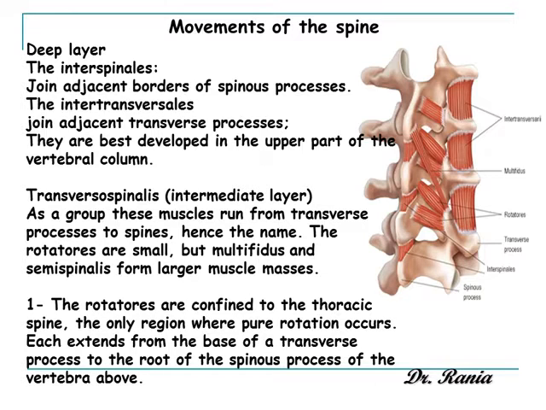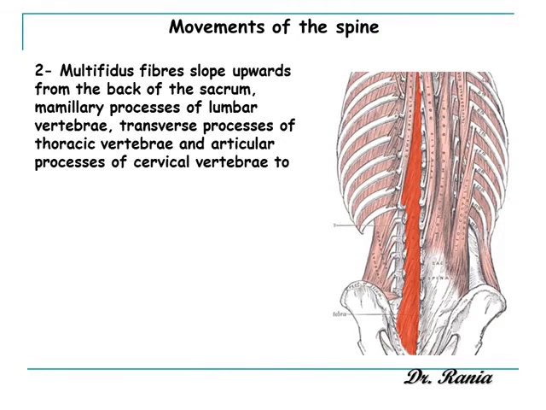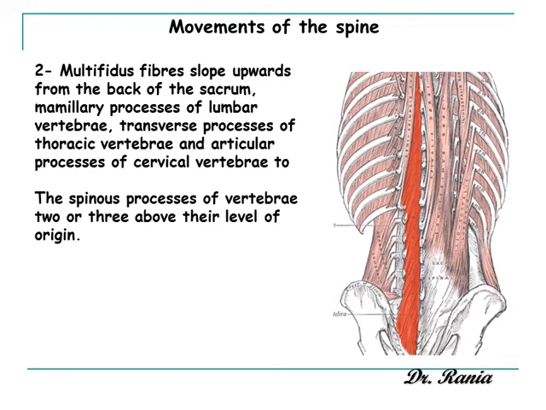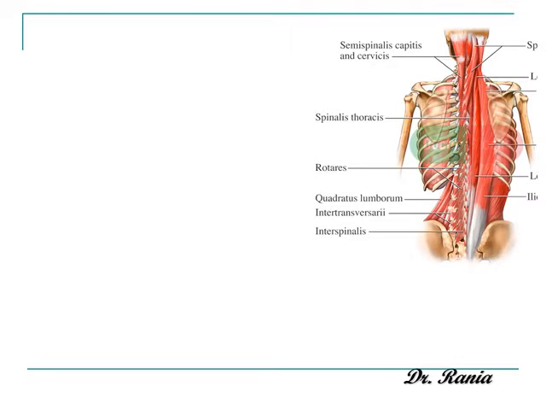However, multifidus muscle, the larger one, starts from the base of the transverse process to the spine of the vertebra second or third above. So multifidus slopes upward. Multifidus arises from the back of the sacrum, mammillary processes of the lumbar vertebrae, transverse processes of the thoracic vertebrae, and articular processes of the cervical vertebrae. So it runs on the whole length of the vertebral column, from the sacrum to the cervical vertebrae. Their insertion is into the spinous process of the second or third vertebra above their level of origin. They start, as we have mentioned, in the sacrum until the back of the neck.